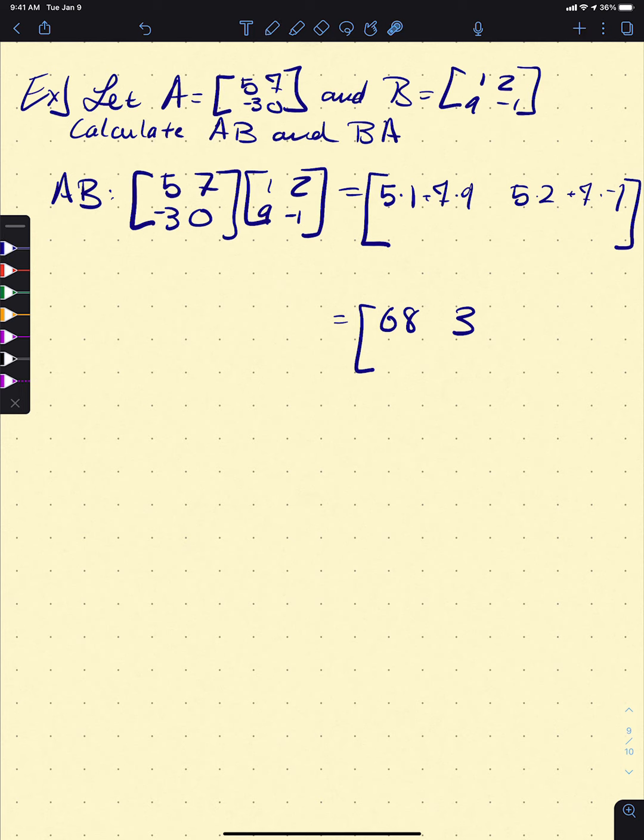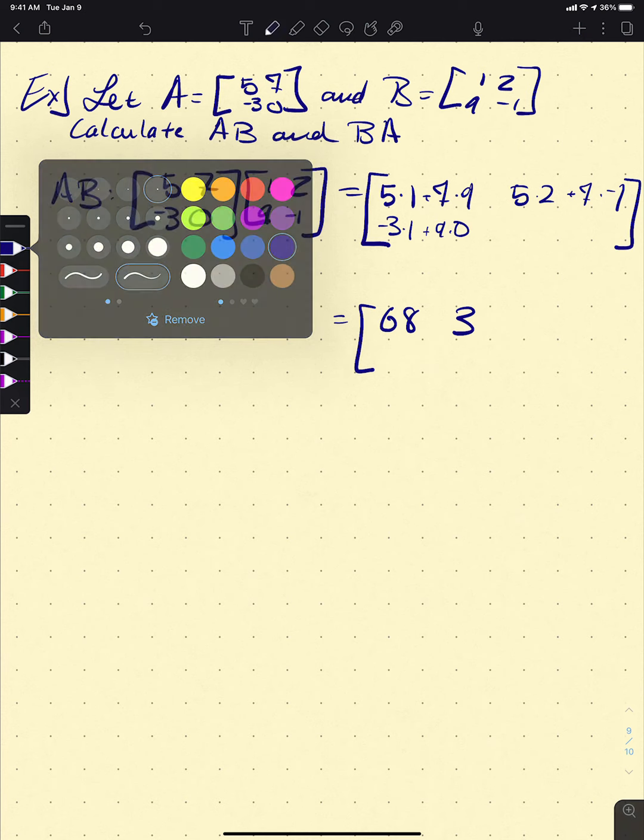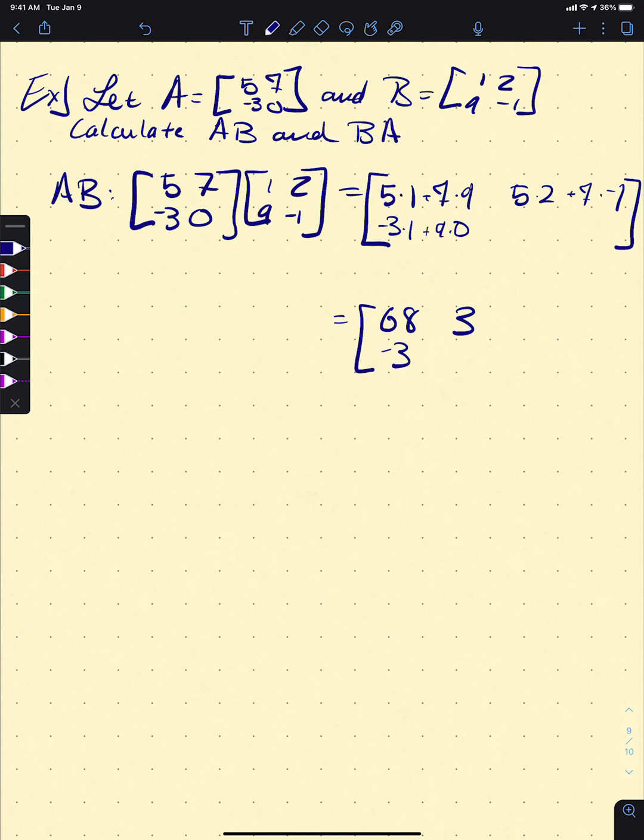And then what happens here? We're going to have negative 3 times 1. And then we're going to add to that 9 times 0. Well, that's going to be negative 3 times 1 plus 0 for negative 3. And then what happens with this last one? We're taking the inner product of this row with this column. So we have negative 3 times 2 plus 0 times negative 1. That 0 drops away again, and we're left with just negative 6.